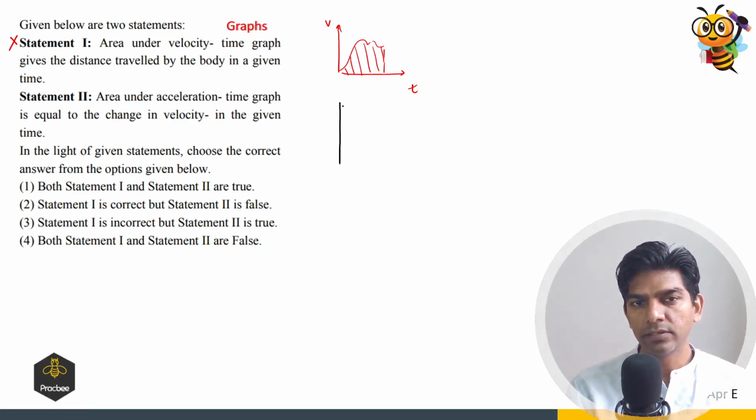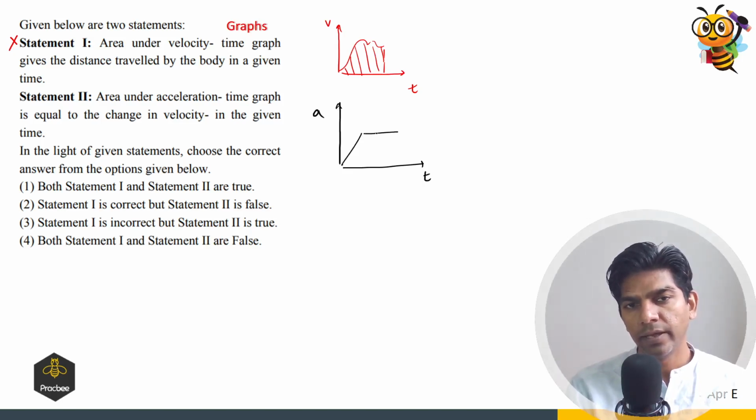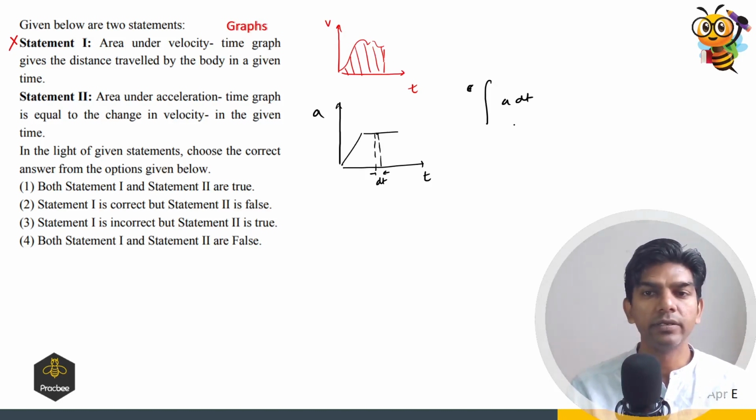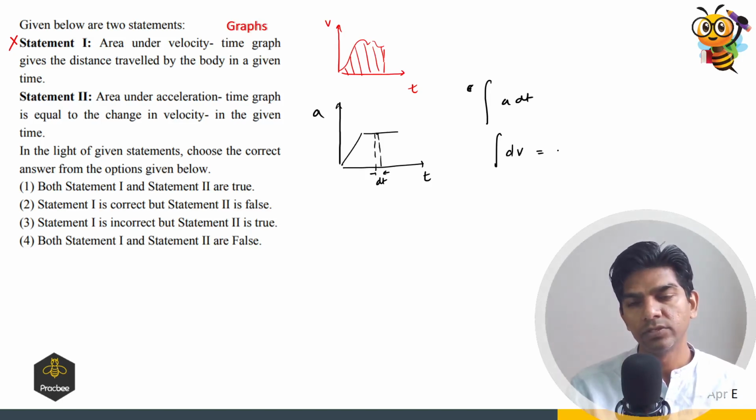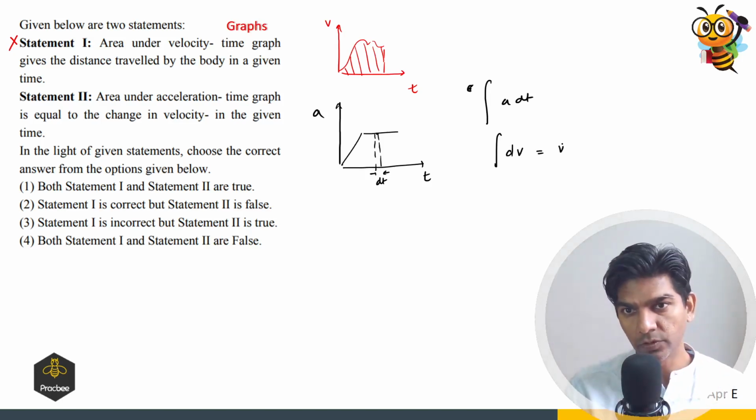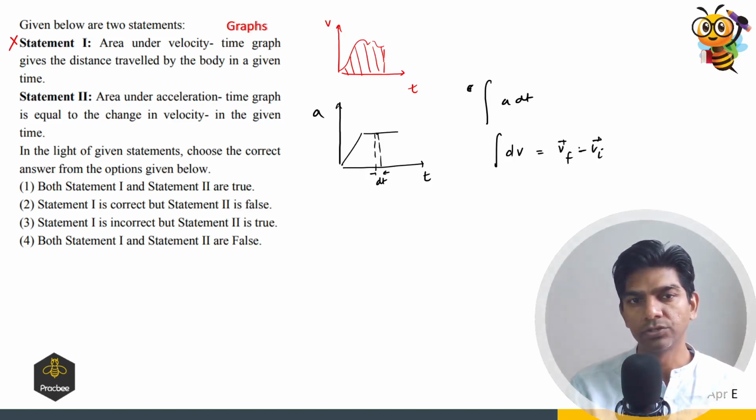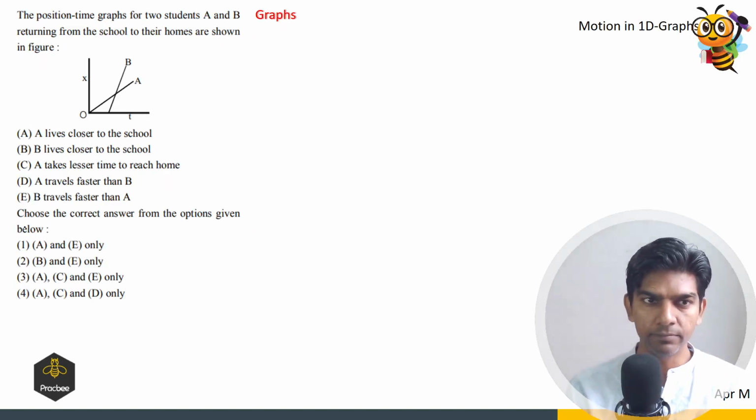Now statement 2, area under acceleration time graph is equal to change in velocity in a given time. So if I draw an acceleration time graph, let us say this is the acceleration time graph, and if I find the area, if I take a small strip, this is dt, and so we can say the area will be integral of a dt, and integral of a dt is nothing but integral of dv, which is the change in velocity. So v final minus v initial. So that gives us the change in velocity. So statement 2 is correct. So the right answer should be statement 1 is incorrect, statement 2 is correct. So it should be 3, right?